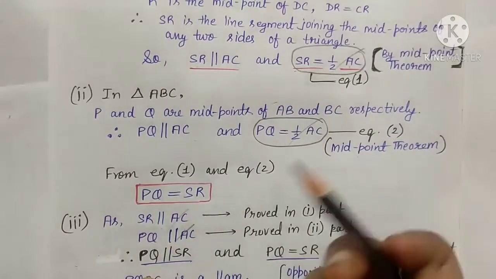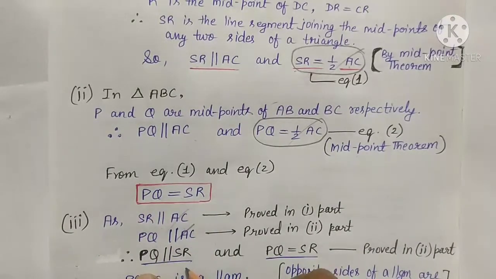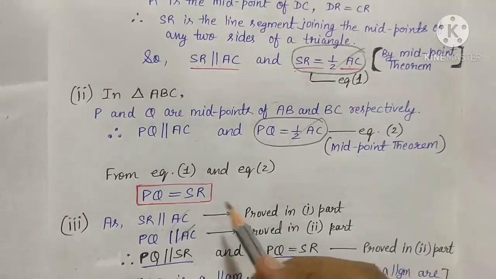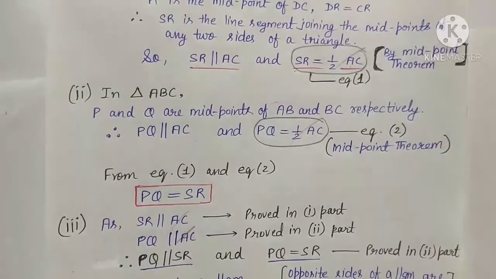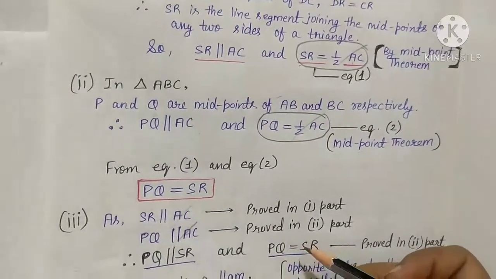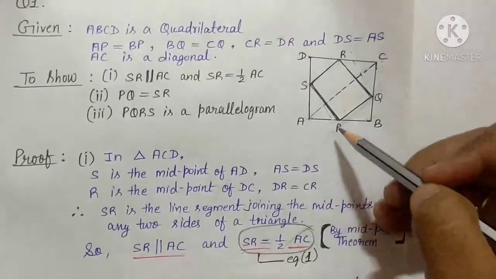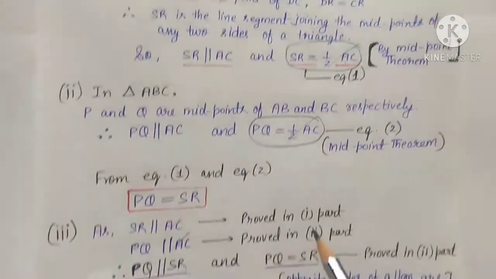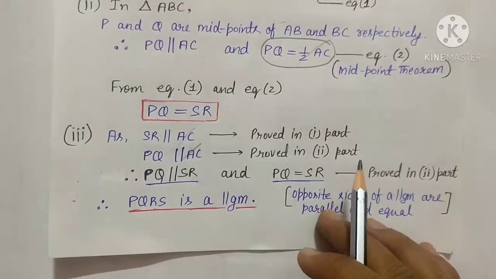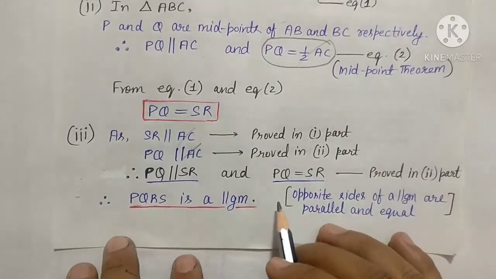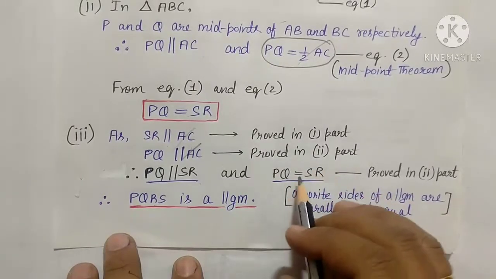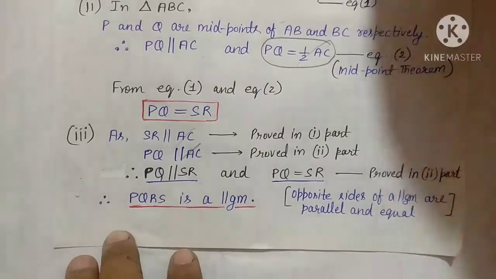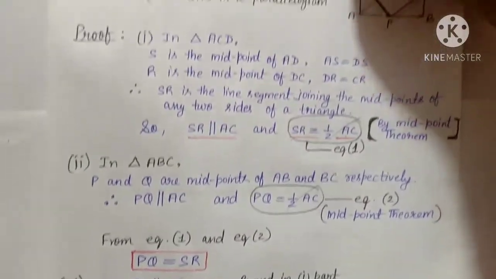Therefore PQ is parallel to SR, and PQ is also equal to SR, as we have just proved. So line PQ is parallel to SR, and these two lines are also equal. We know that if in a quadrilateral the opposite sides are parallel and equal, then that quadrilateral is called a parallelogram. Therefore PQRS is a parallelogram. In this way we have done all the parts of our question number 1.